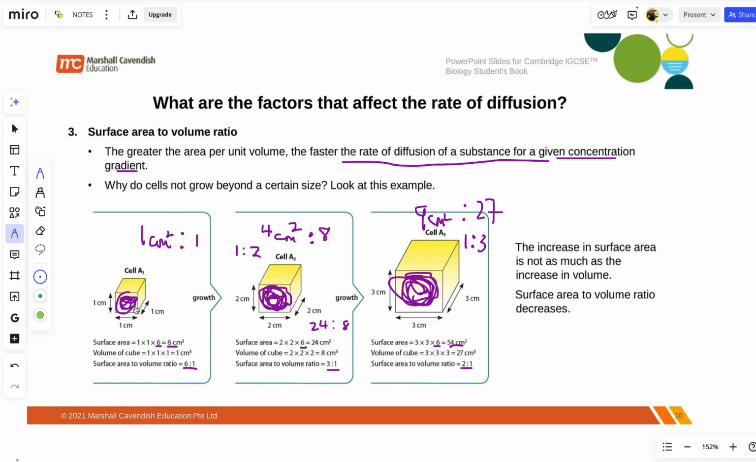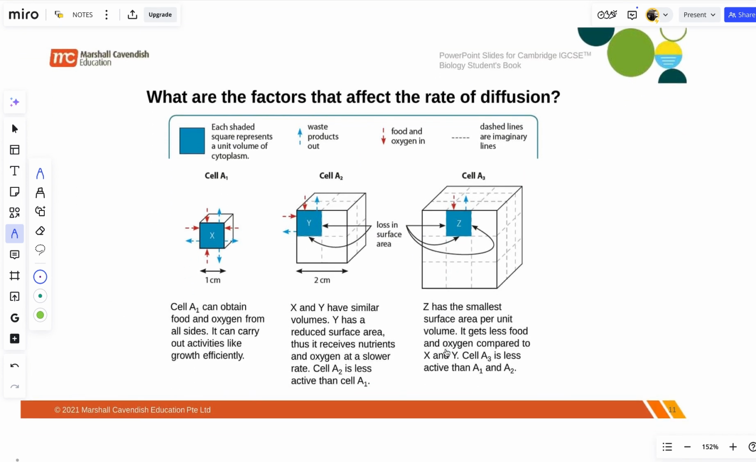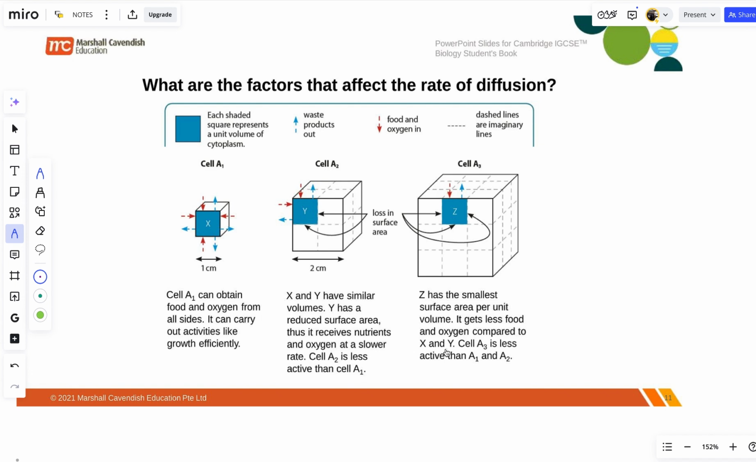So you calculate the area and the total surface area, and then you compare with the volume. You get the ratio for this, the ratio for this, the ratio for this. The bigger the surface area to volume ratio, the faster the rate of diffusion. Now let's take a look at another case where we are not considering the whole total surface area.